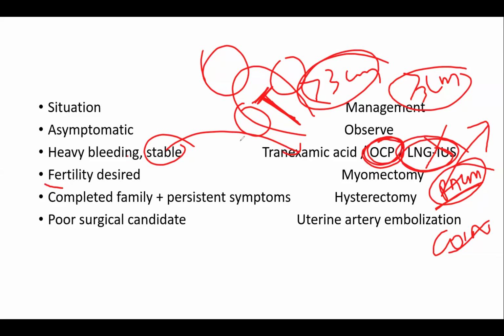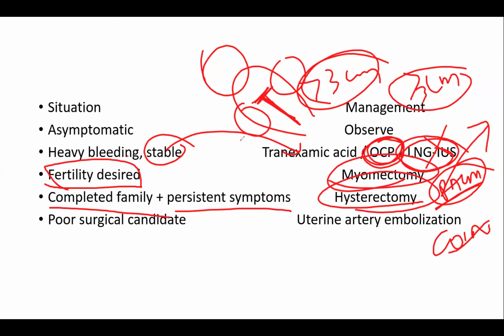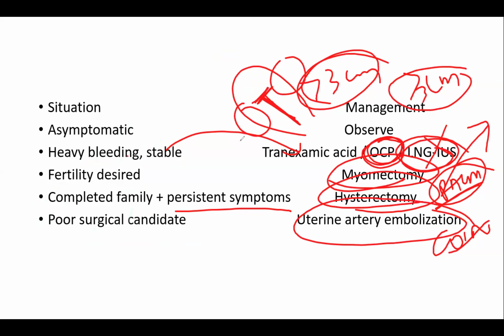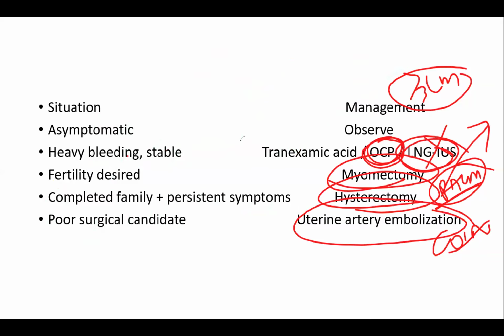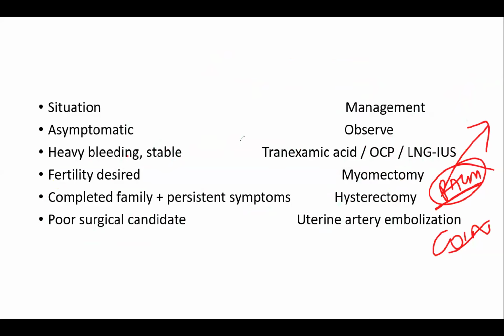If it is fibroid and fertility desired, directly go for myomectomy. Completed family, persistent symptoms, go for hysterectomy. Patient is not willing for surgery, she has multiple comorbidities, go for uterine artery embolization in selective cases. Am I clear? Now you should be able to answer any question of abnormal uterine bleeding in a reproductive age group lady. If you have any doubts, you can ask me, I'll clarify that.